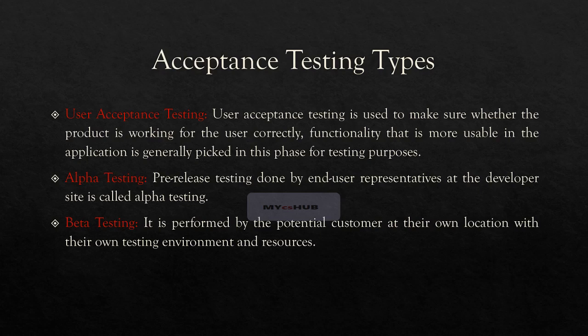Now coming to alpha testing, it is a pre-release testing done by the end user representative at the developer site. Coming to beta testing, it is performed by the potential customer at their own location with their own testing environment and resources. So these are the types of acceptance testing.